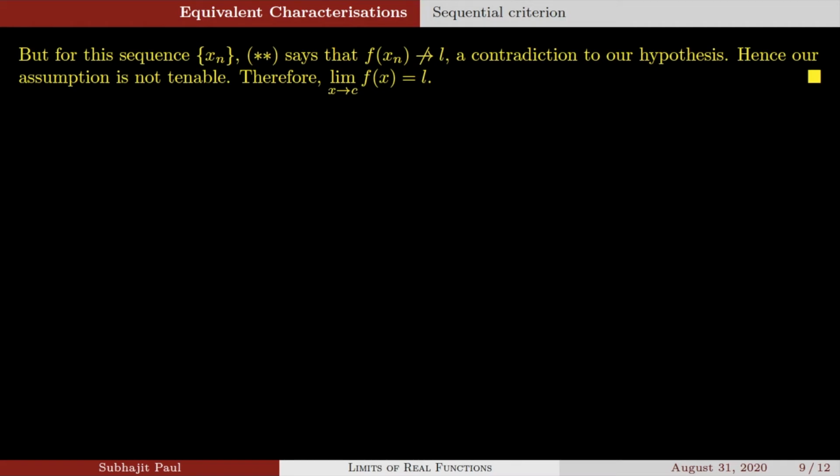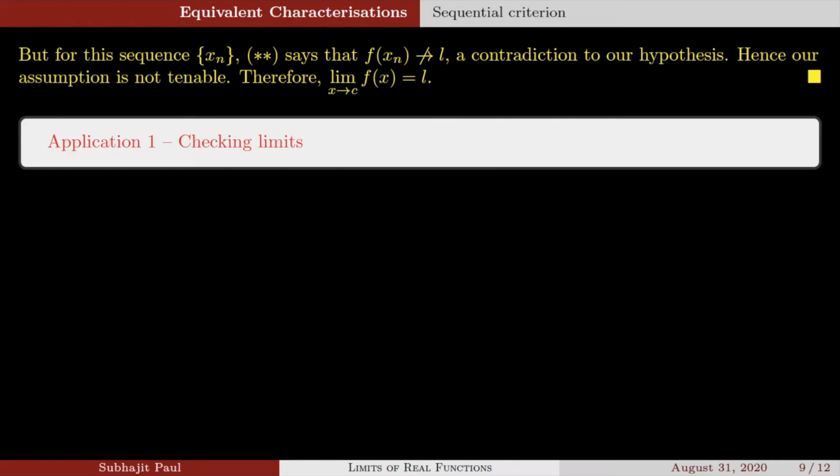So we will see three major applications of the sequential criteria. The first one is checking limits. We have got two examples.